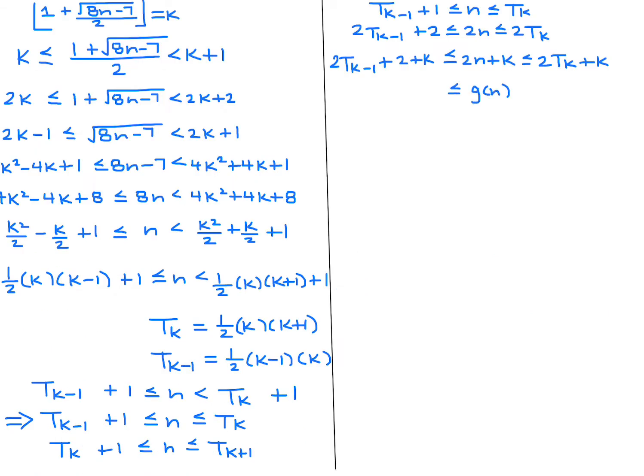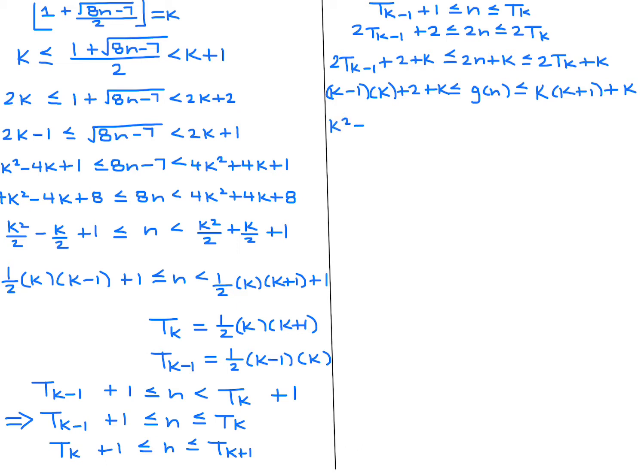So I have g(n) is less than or equal to those two. Now I can put in my values for t_k and t_(k-1). Well, t_k is right here. So 2t_k would just be k times (k plus 1), and then I've got this plus k. And then 2 times t_(k-1), well, t_(k-1) is right here, so if I multiply it by 2, it's just (k minus 1) times k. And then don't forget the plus 2 plus k.